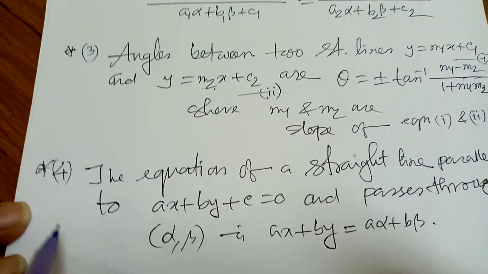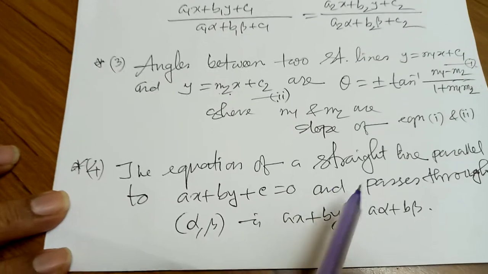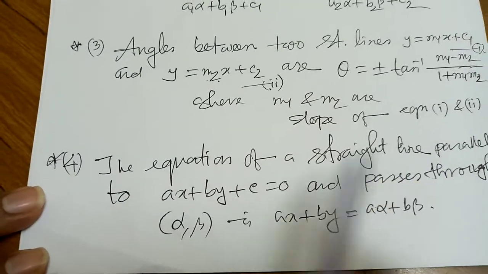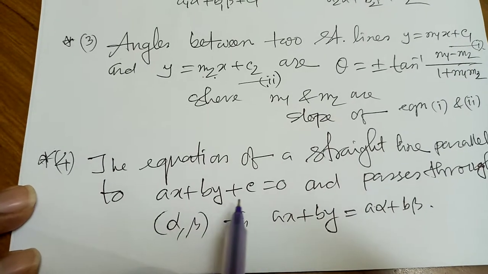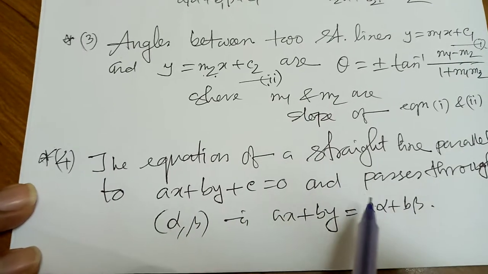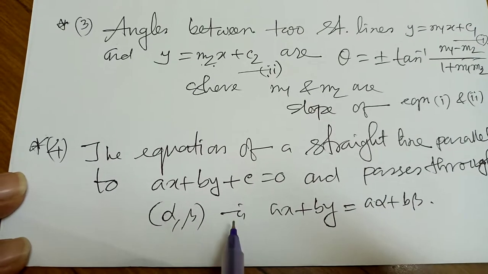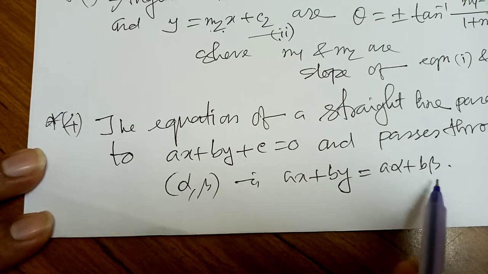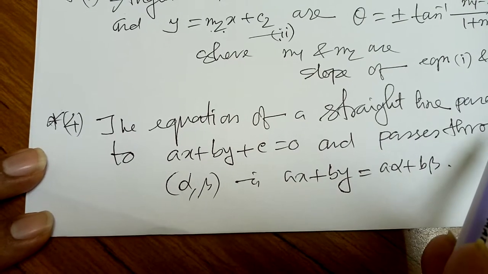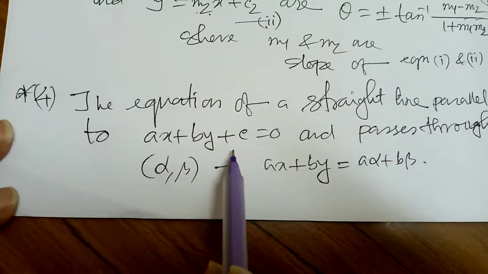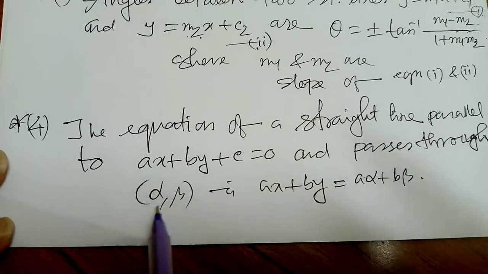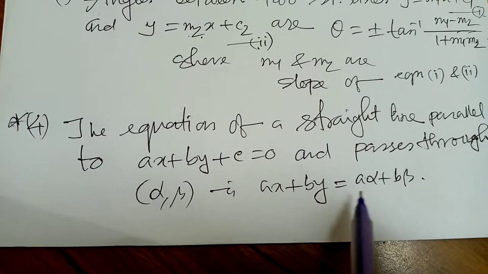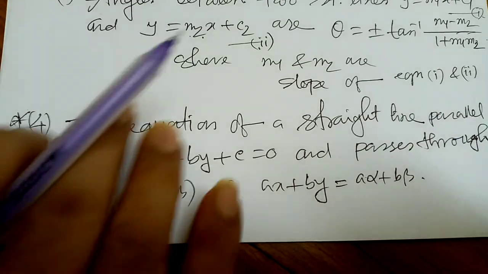Now, formula number 4: the equation of a straight line parallel to ax plus by plus c equal to 0 and passing through the point alpha beta is ax plus by equal to a alpha plus b beta. The equation of a straight line parallel to this and passing through the point alpha beta will be ax plus by equal to a alpha plus b beta.